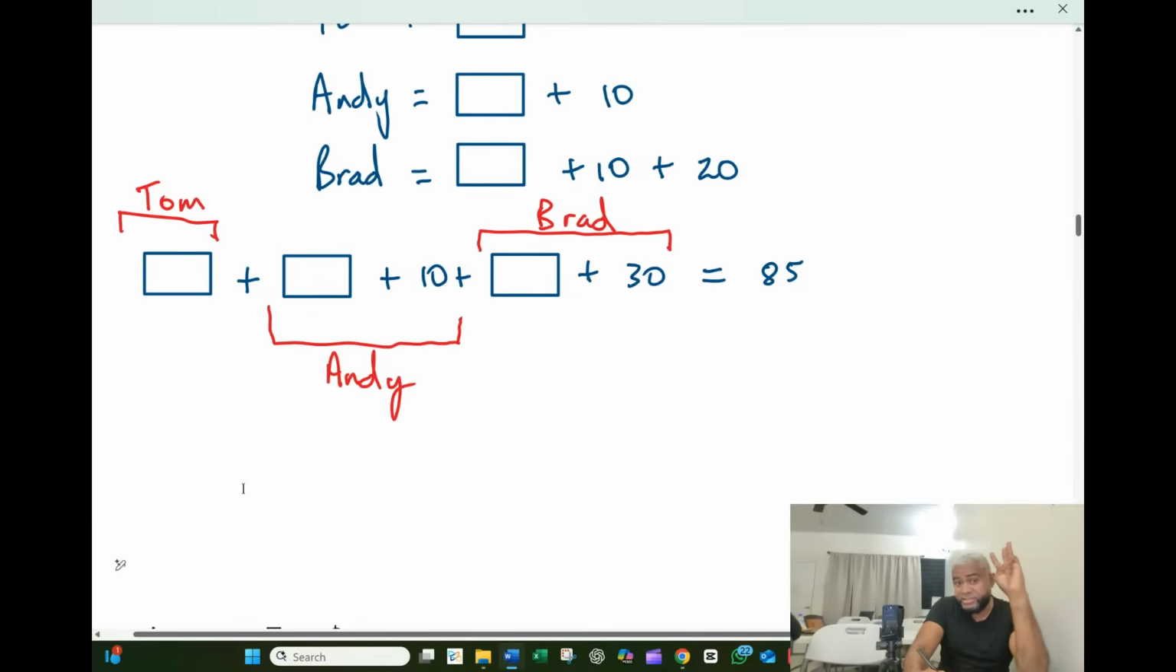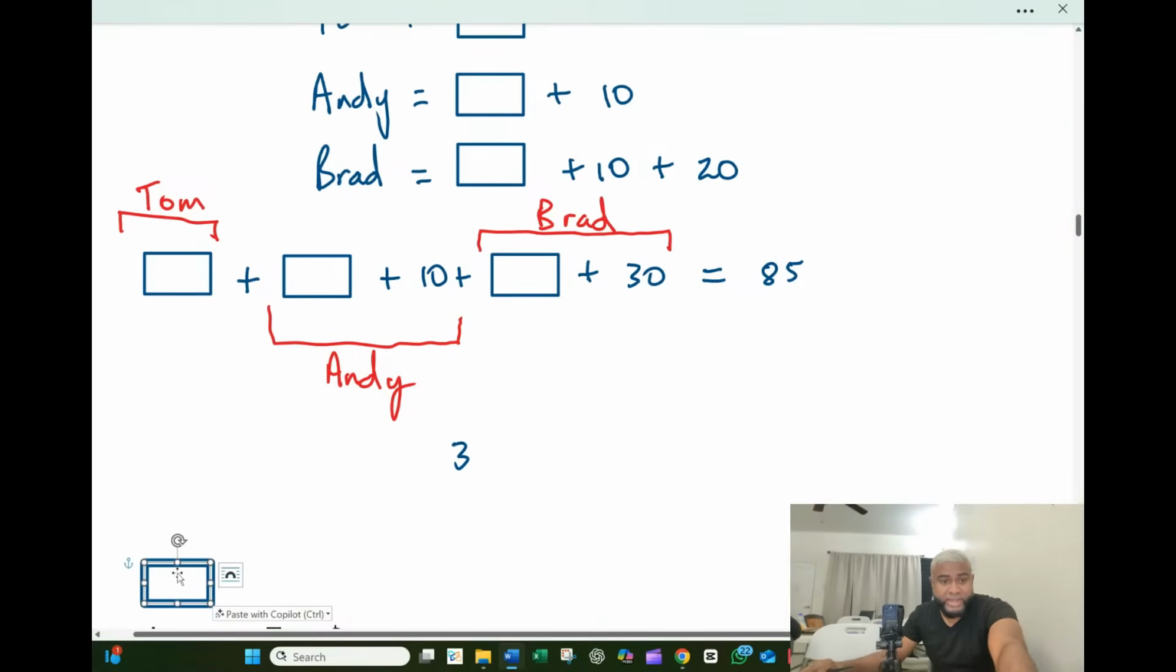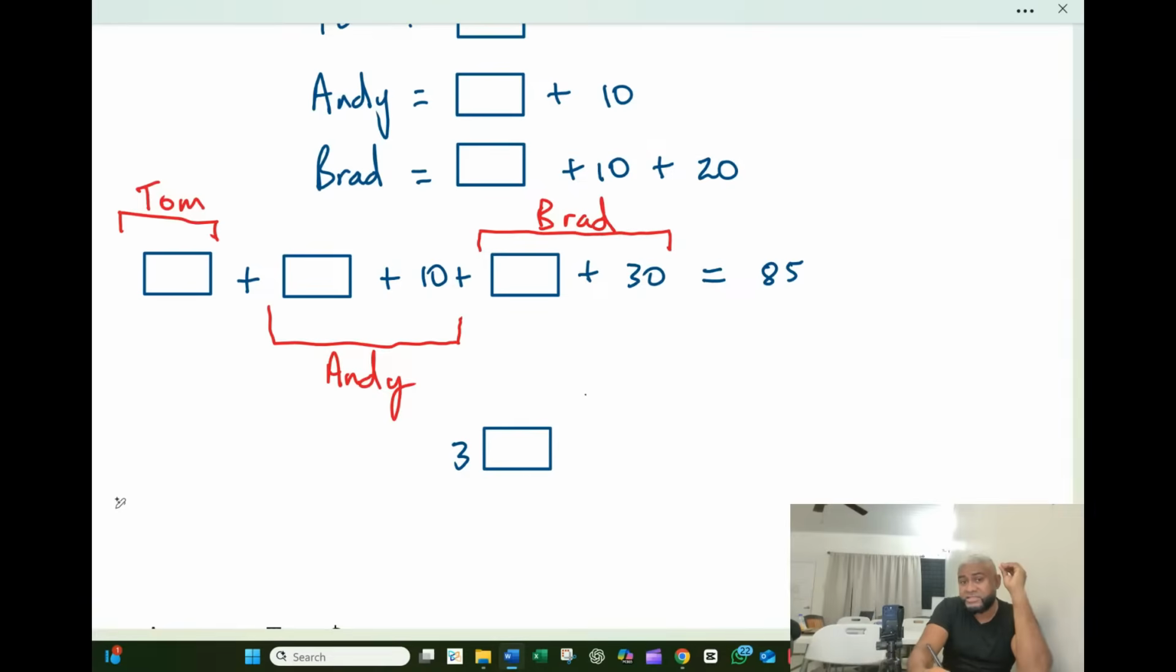So we have 3 boxes. So I'm going to put 3 and then let me paste a box. 3 of those boxes plus 10 plus 30 is 40 would be equal to 8,500. Everybody with me so far?